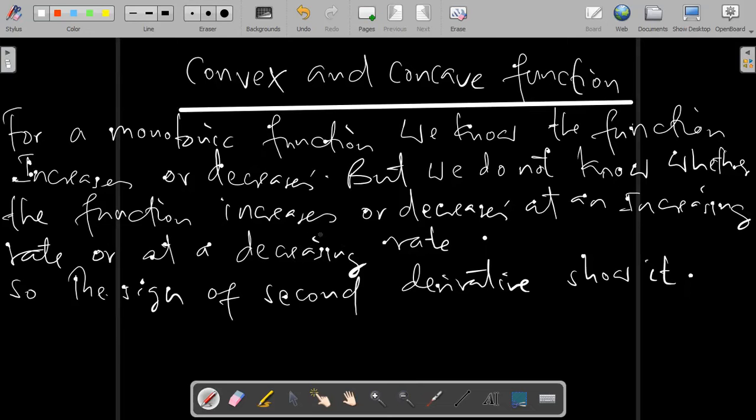What you need to understand is that for any monotonic function, we know that the function increases or decreases, but we actually do not know whether it increases or decreases at an increasing rate or at a decreasing rate. The sign of the second derivative that you obtain shows it exactly. Now, because we are focusing on convex and concave functions, we need to understand what convex and concave are. Let's begin with convex.